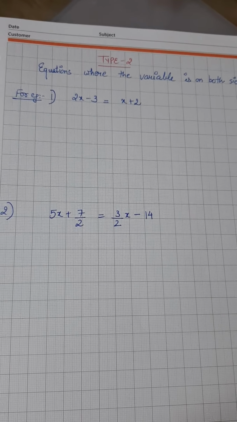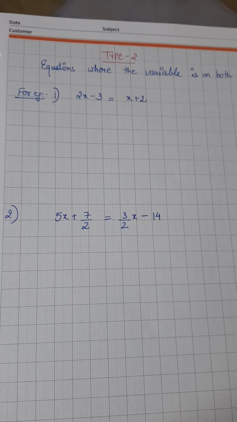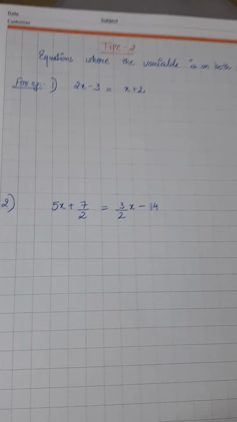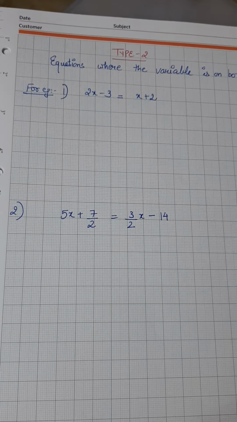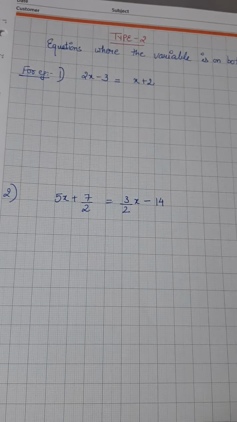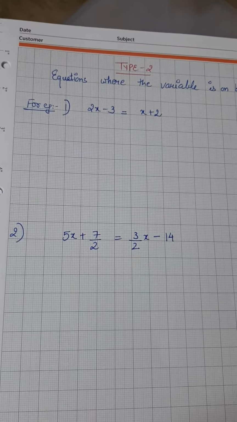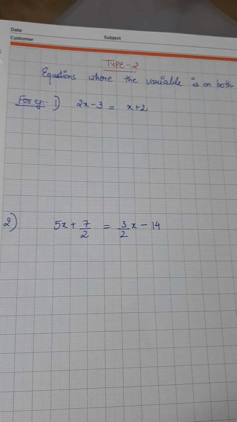Now yesterday when we were talking about solving equations, I told you to keep the variable on one side and all the numbers on the other side, and here the same rule follows. We'll bring all the terms having variables on one side and take the numbers on the other side first. So here, 2x minus 3 is equal to x plus 2. Now you can take this 2x and x together.